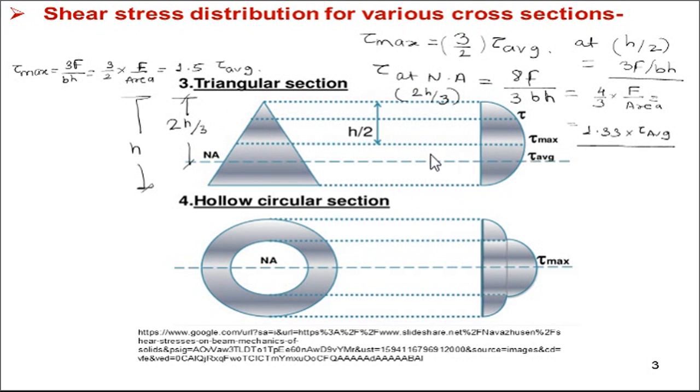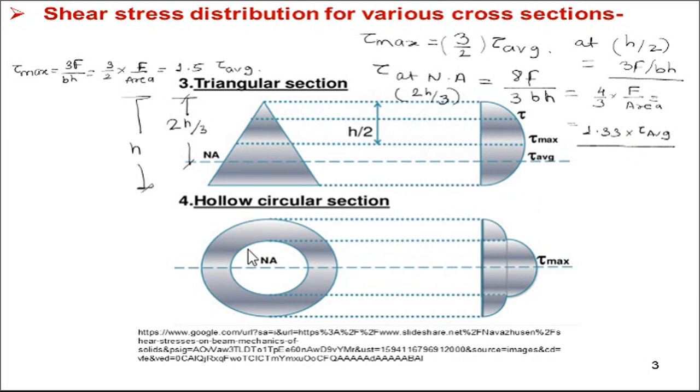So here tau average, tau max, and tau at the neutral axis are determined. At the neutral axis, tau is 8F/3bh, or in terms of the tau average, 1.33 into tau average. So this is the shear stress for various locations.